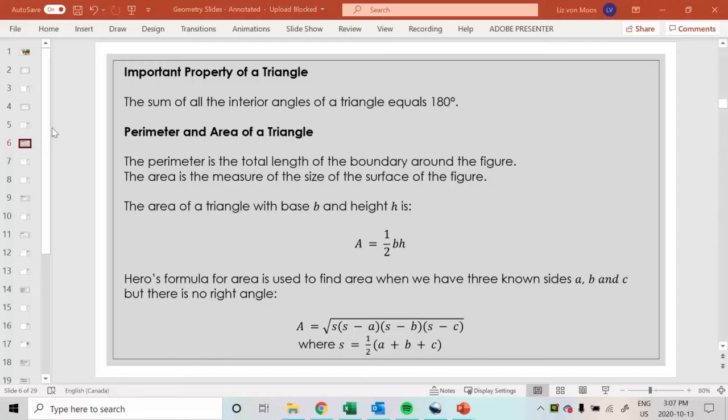And here we have a couple important points about triangles. As we mentioned under lines and angles, the sum of all the interior angles of a triangle is 180 degrees. Perimeter, that's the easy one. We're just interested in what the length of each side is, and we'll add those together. And then the area, we can determine in different ways depending on the information that we're given.